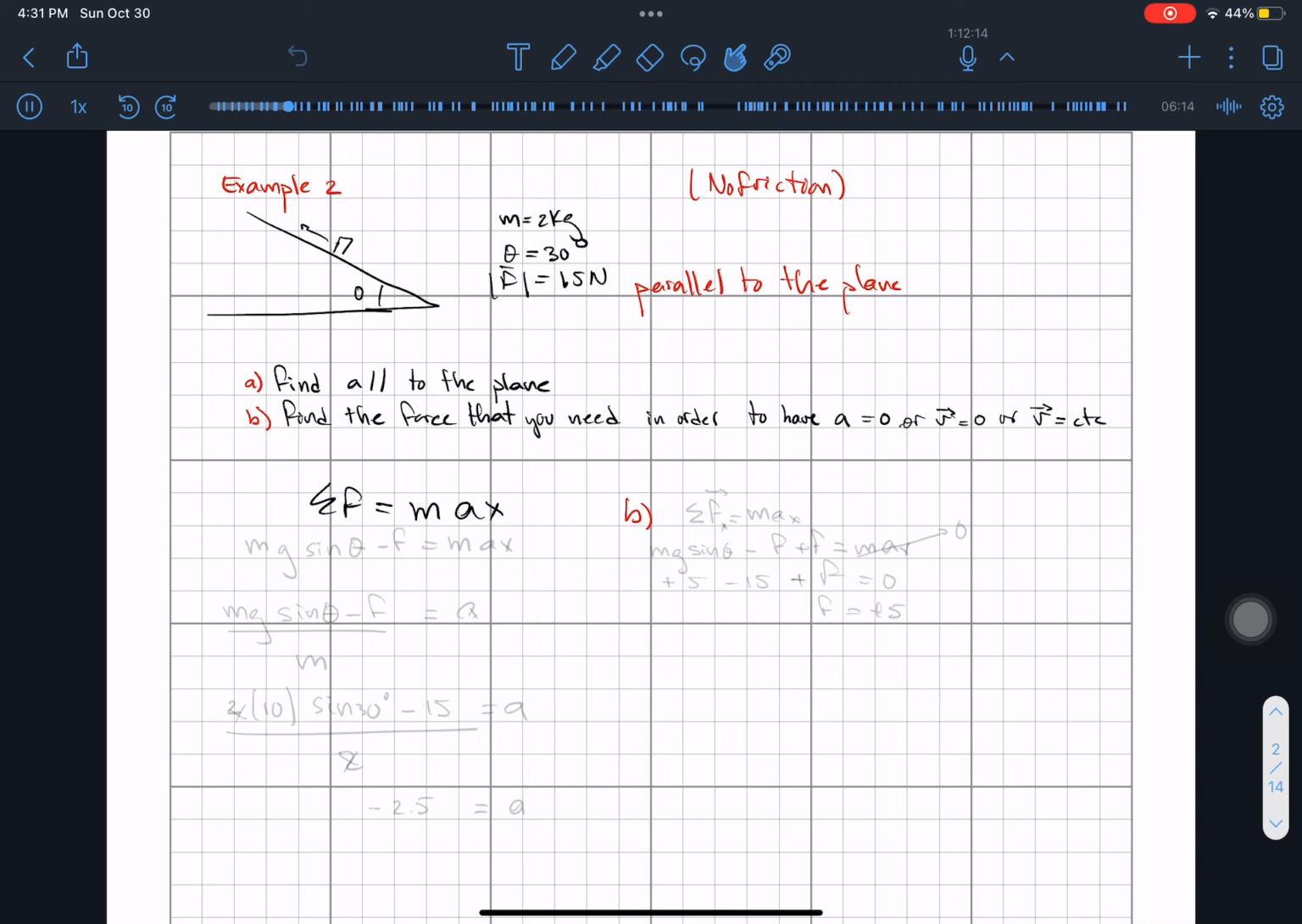So we know that the forces acting on the object are, first, the gravitational force given by the angle. That's going to be the mass of the object times g times sine of the angle. And we also have the force that's acting on the object.